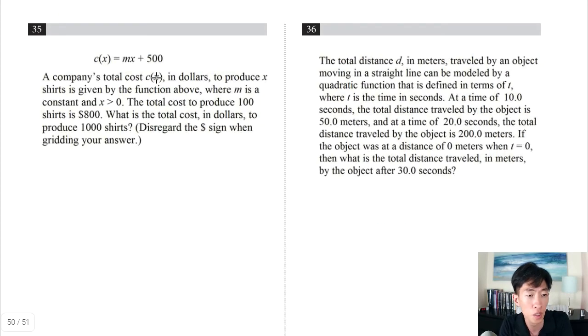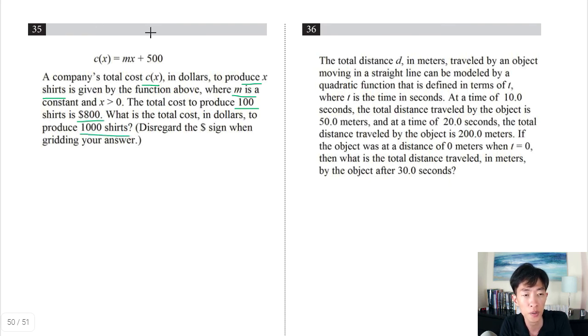Question 35. A company's total cost, C(x) in dollars, to produce x shirts is given by the function above, where m is a constant and x is greater than 0. The total cost to produce 100 shirts is $800. What is the total cost to produce 1,000 shirts?